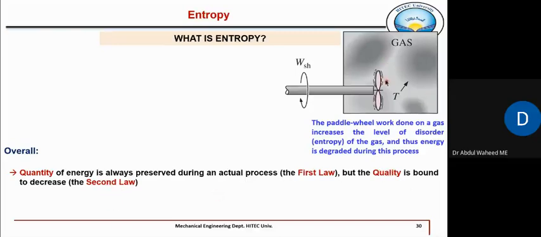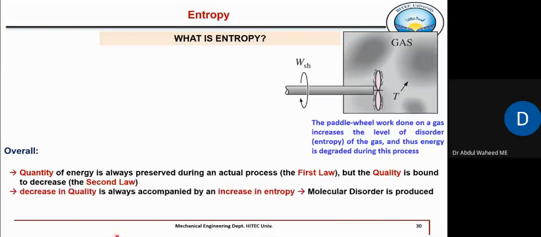Quality drop means entropy is generated, right? So decrease in quality simply means more increase in entropy or molecular disorder will be produced. Decrease in quality is always accompanied by an increase in entropy, and that is called molecular disorder is produced.